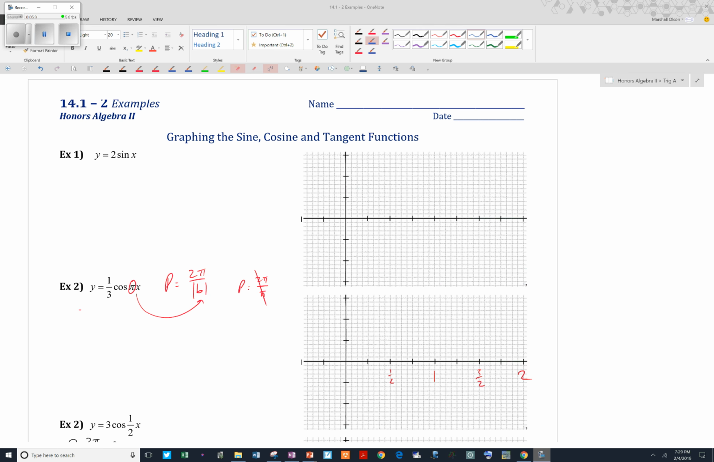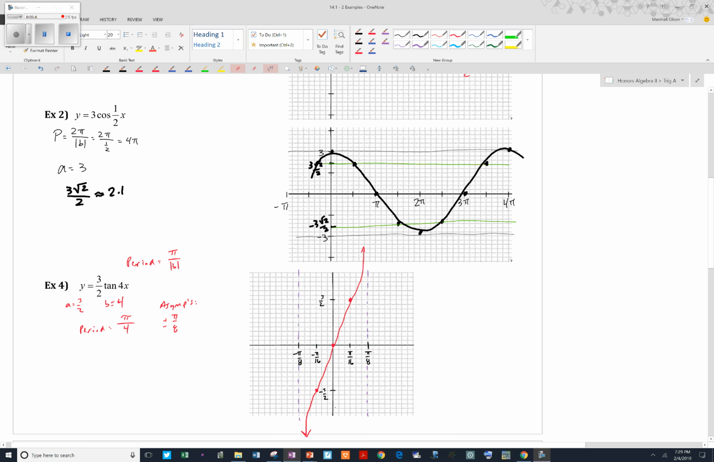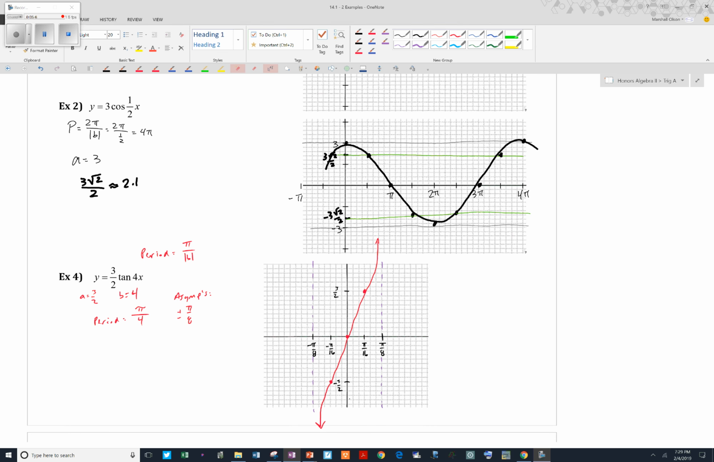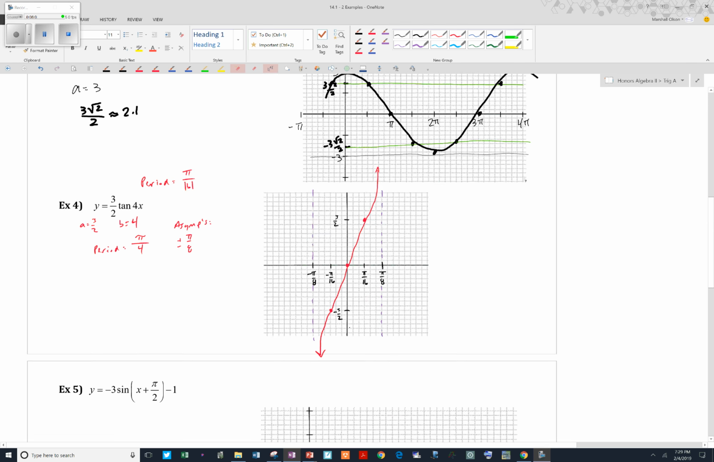So here we are in the example packet. I don't have these done. This is from one of the earlier videos. I just wanted to remind you of some of these graphs that we did and say these are what our graphs are going to look like. We're going to graph them just like these with the a and the b involved, and then we're going to shift it h units left or right and k units up or down.